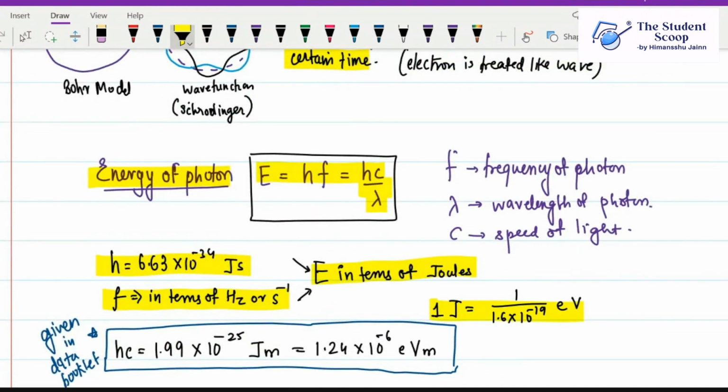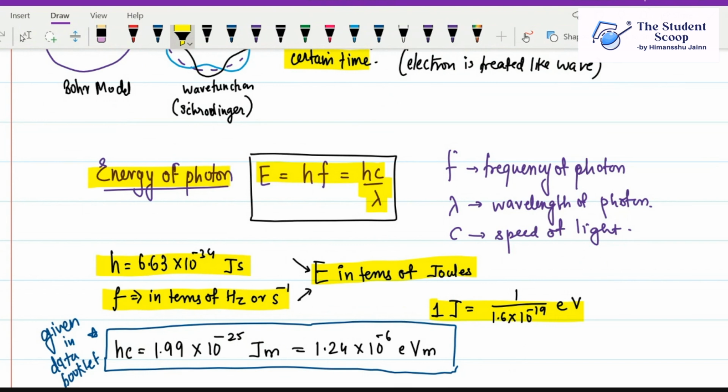So this is the conversion. You have to divide by 1.6 times 10 raised to minus 19, which is the elementary charge, to get the value in electron volts from joules. And you can do vice versa: you can multiply by 1.6 times 10 raised to minus 19 to convert electron volts to joules. Okay, that conversion is necessary also.